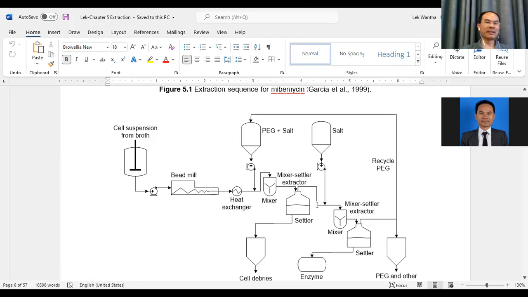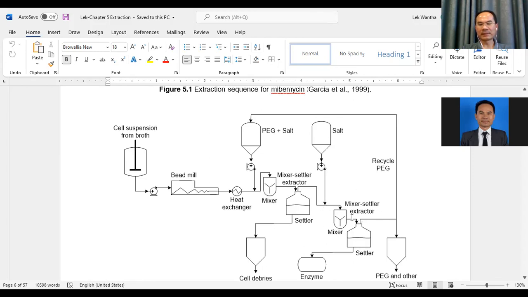That's the extraction system. We have two units, mixer and settler. The settler for this case removes cell debris, meaning very small particles of cell after disruption. And the solution is sent to the second extractor. Salt is also fed to mix with the extract phase from the first extractor, mixed together.